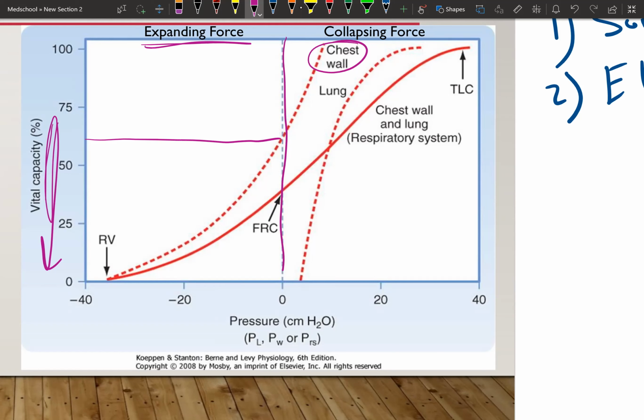And so I was drawing the PV loop for tidal volume right here. It actually shouldn't be right there. It's actually more like somewhere over here, whatever percent vital capacity that we sit at with FRC. This is just showing you the balancing point right here. Okay. All right. Great. Hopefully that was helpful.